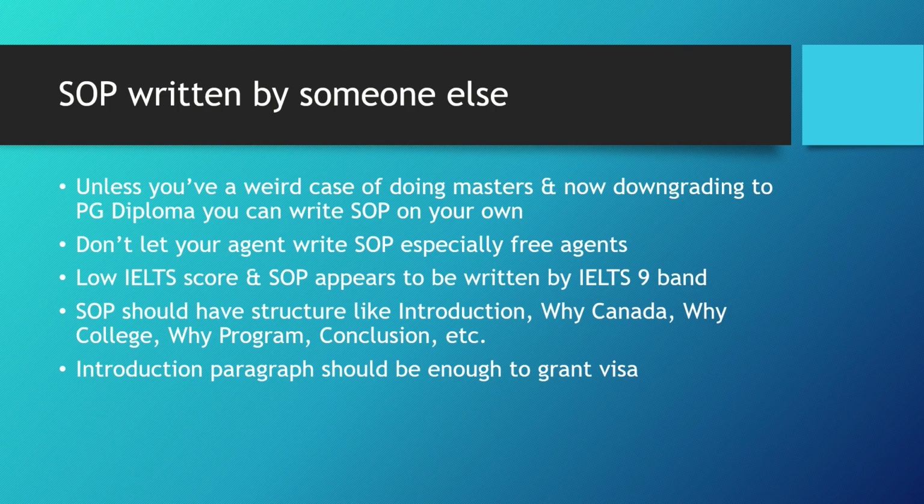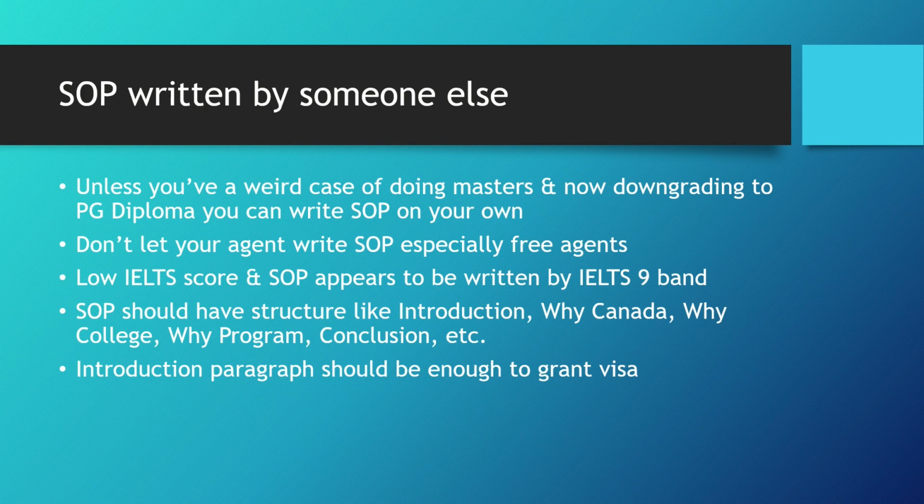Next point is, don't let your agents write your SOP. If your IELTS score is too low, let's say it's 6, and the SOP appears to be written by someone who is IELTS 9, then the visa officer might get suspicious and reject that SOP. Your IELTS writing score and your visa SOP sophistication should be of equal level.